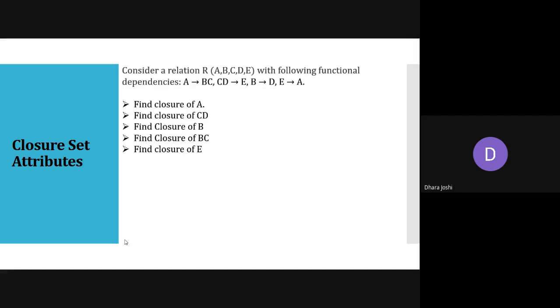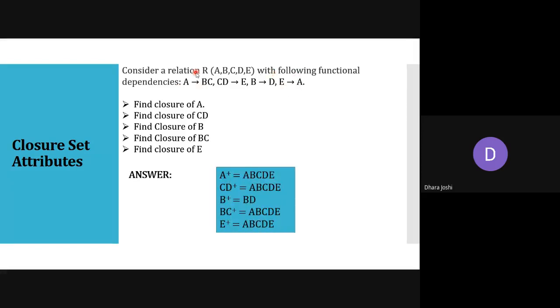In the last lecture, we completed the closure set of attributes. We have taken this example. If we have this kind of relational schema with 5 columns, A, B, C, D, E, and these are the functional dependencies, and we want to find the closure of attribute A, that means if I have the value of A, then how many columns' values can I get from the given functional dependencies? And we went through this example.